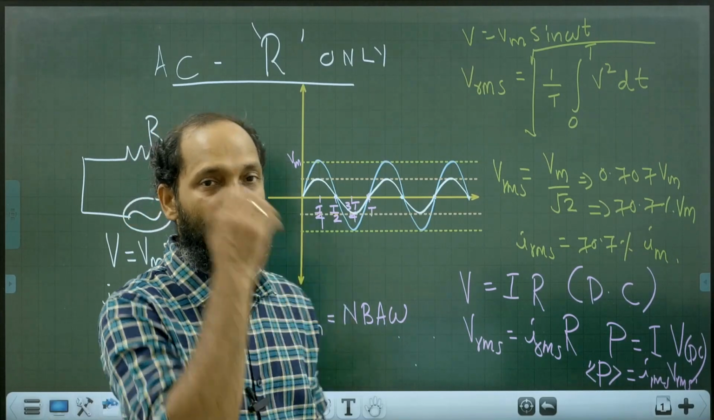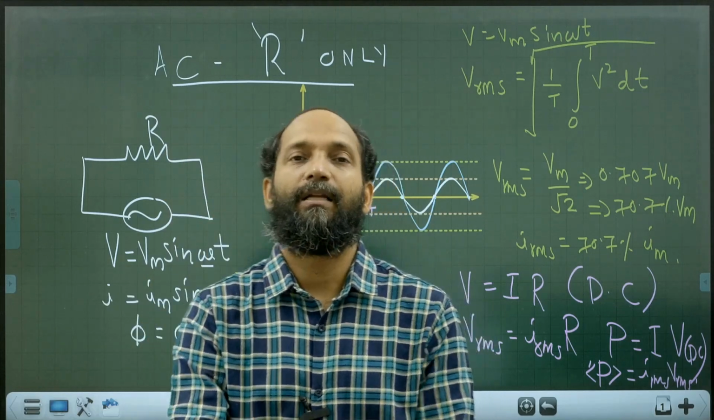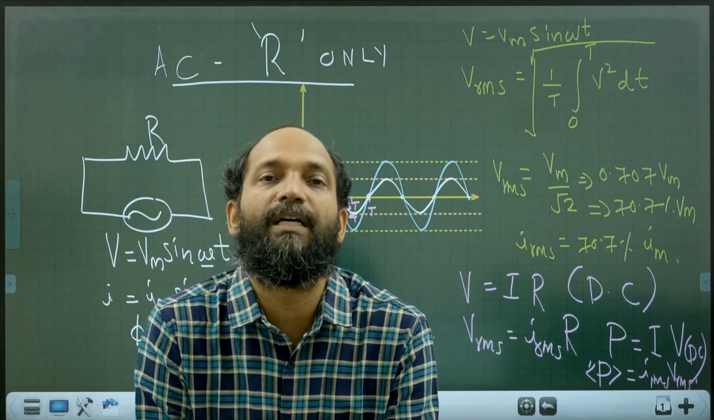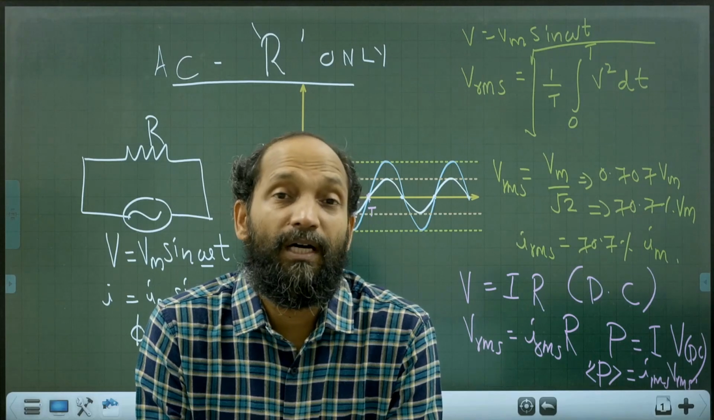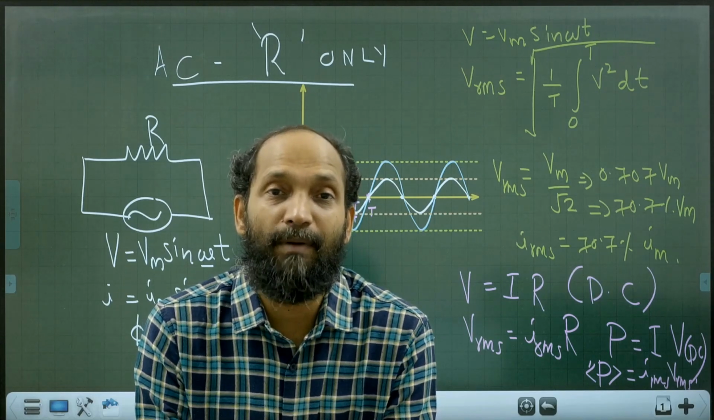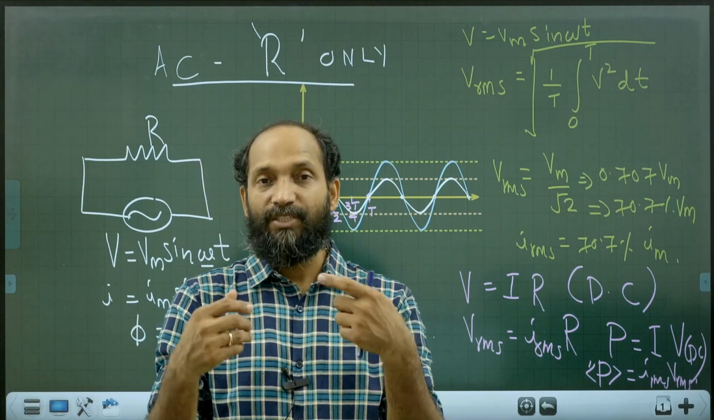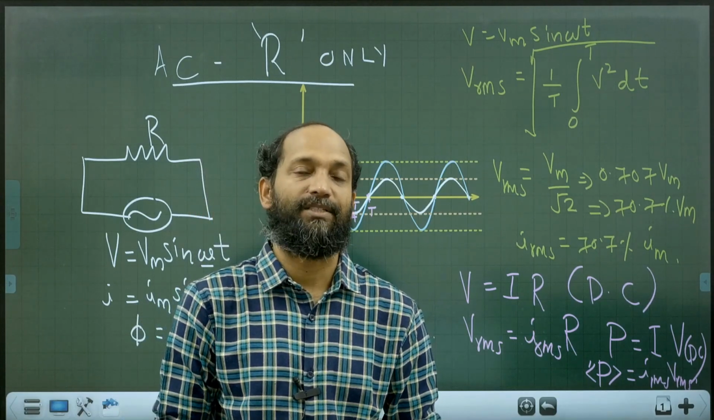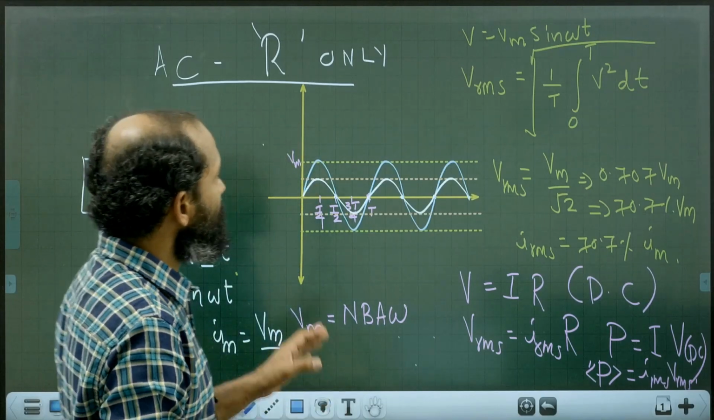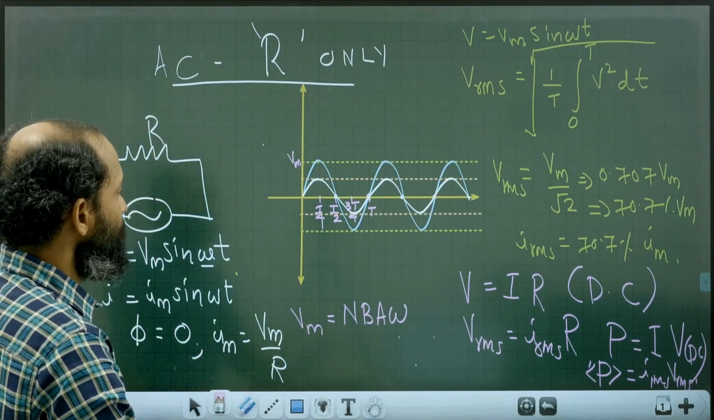RMS value is defined for AC. RMS value of AC is defined as the equivalent DC which produces the same average power loss that AC does in the same resistor under the same conditions. Okay, so that is the definition of root mean square value.